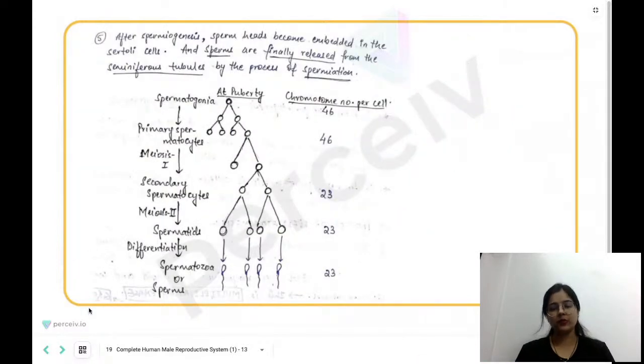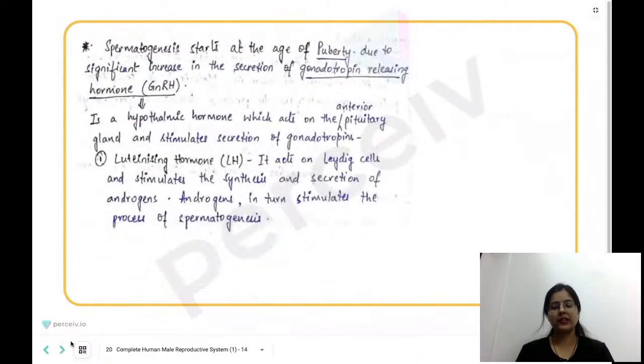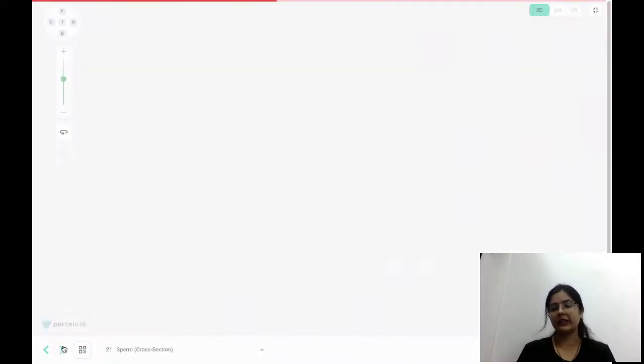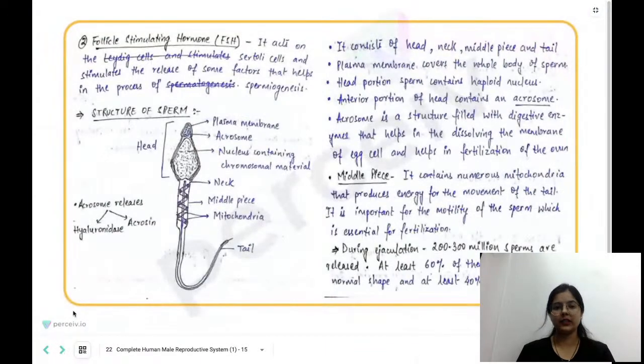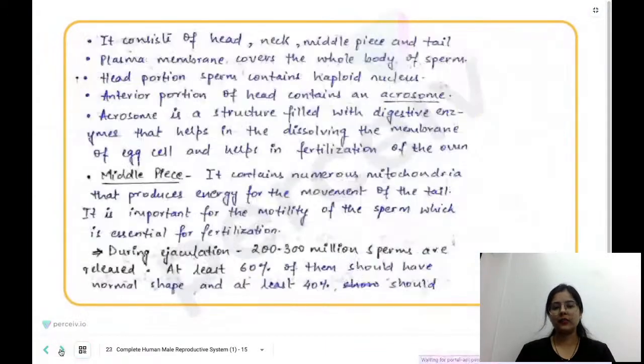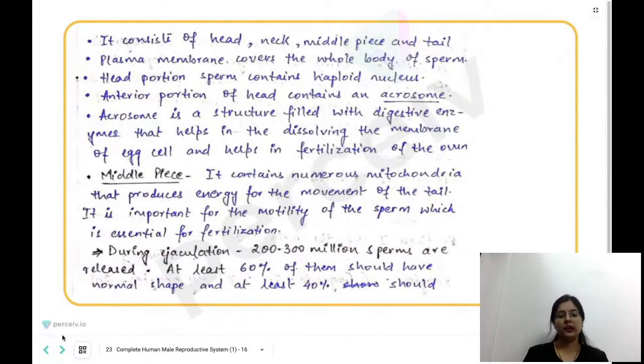We saw the chromosome numbers and all those things. Then we have also seen the hormones that regulate the spermatogenesis process, which hormones regulate it. And finally we have seen the structure of the sperm over here, where the whole structure of the sperm is divided into head, neck, middle piece and tail. All right, and these are all the things that we have discussed. So this was all about the male reproductive system that we have seen.